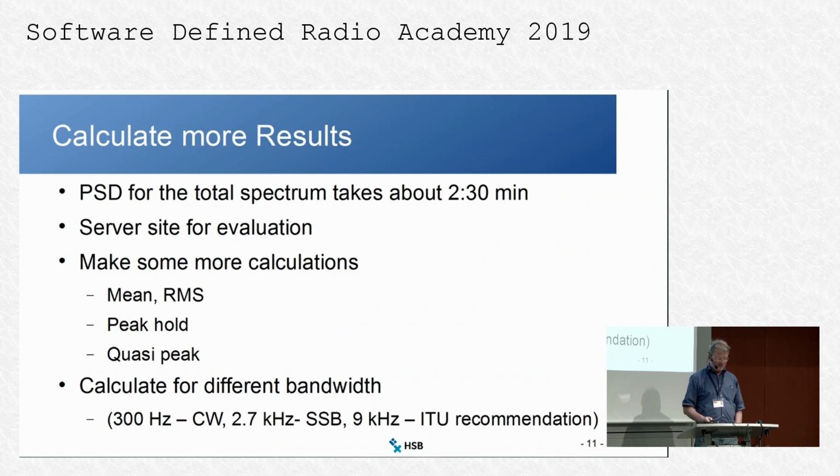Mean, RMS, peak hold, quasi-peak, everything can be done when you have the time recording. Calculations for different bandwidths are done by processing classically, increasing the bandwidth when you have 300 hertz. There is a folding operation.